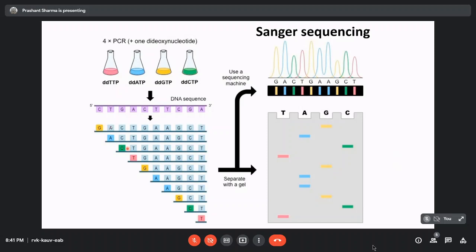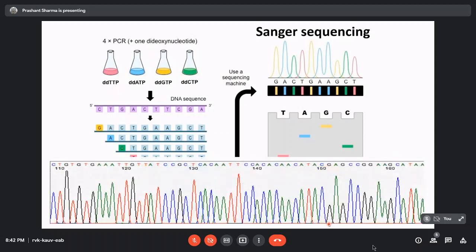Depending on where the incorporation of that dideoxynucleotide happens randomly, the chain is going to get terminated. And while we're running a PCR reaction, the sequencing PCR, so to speak, all we have to do is electrophorese these products. It is a very high resolution electrophoresis. We're going to see the bands, 1, 2, 3, 4, and we'll get the sequence.